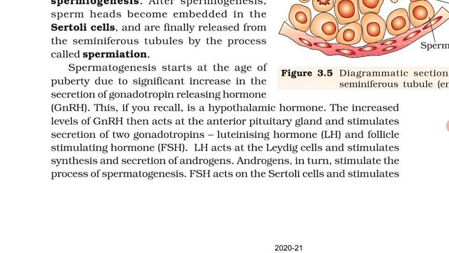The human male ejaculates about 200 to 300 million sperms during a coitus, of which for normal fertility at least 60% sperm must have normal shape and size, and at least 40% of them must show vigorous motility. Clear? How many are ejaculated? 200 to 300 million sperms during a coitus.